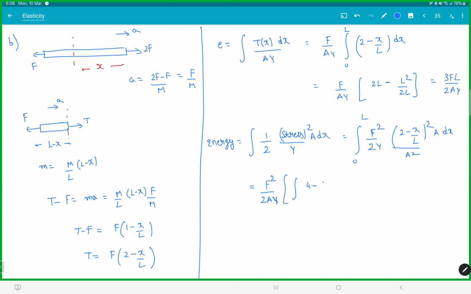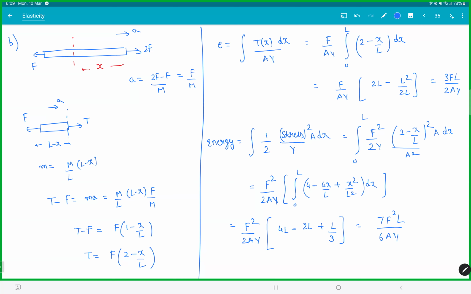Integral of 4 minus 4x by L plus x square by L square dx. So this would be F square by 2AY into 4L minus 4 times x square by 2, which when you substitute L will be L square by 2, so that will be 2L, plus x cube term which would be L by 3. That will be 2L plus L by 3, that is 7L by 3. So the energy is 7F square L by 6AY.